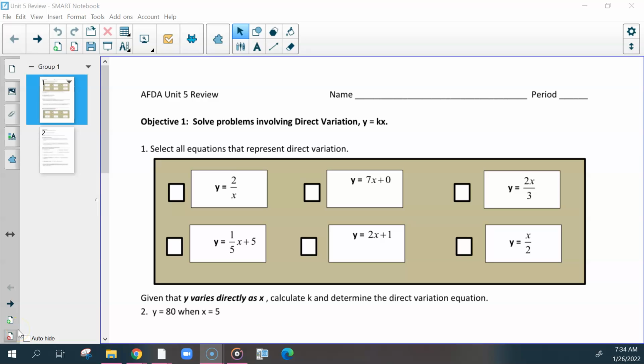Starting with the first objective, did we have any questions on that first objective that we wanted to go over? Yeah, can you just show us how to do it again? Which one? Which one? Y equals 4 over 5x plus 1. This is a choose all.